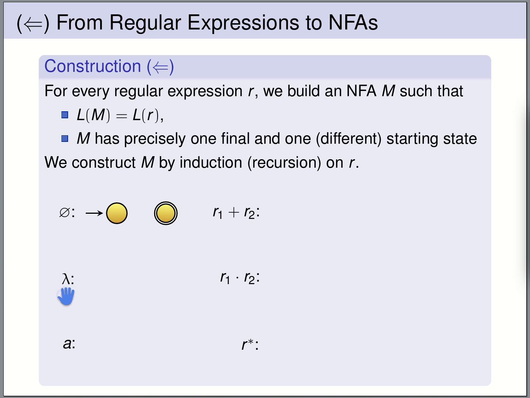Now, how do we construct an automaton that accepts the language just containing the empty word? We can take basically a very similar automaton. All we have to do is add a lambda transition from the starting state to the final state. So this automaton still has just one starting state, one final state, and it accepts only the empty word. There are no other letters that it can read.